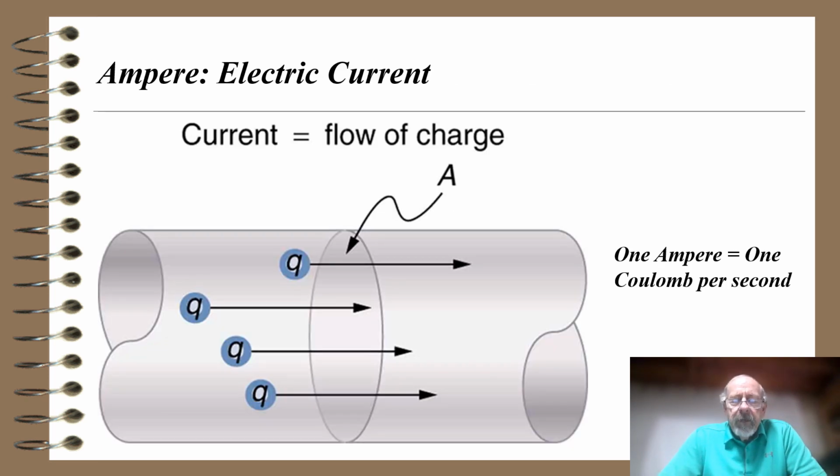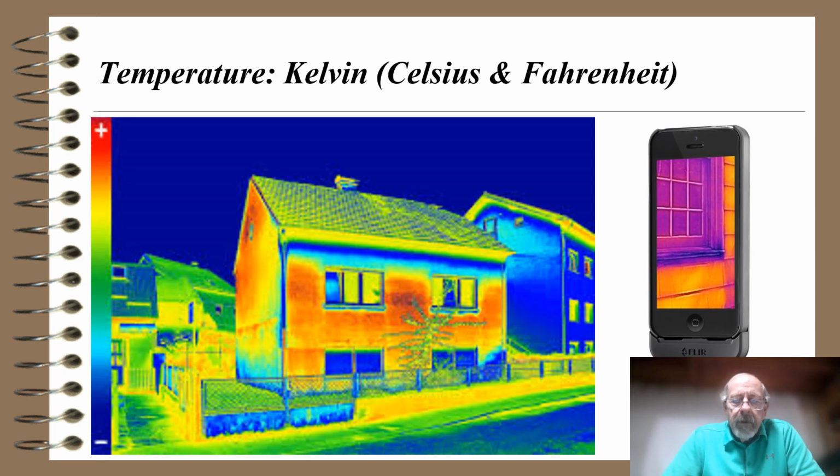Now, changing gears a little bit, here's a wire. We define current as a flow of charge. 1 ampere is 1 coulomb per second. And if we want to talk about heat, here we have an infrared camera that shows us the heat emanating from this particular resonance in the background. On the right-hand side, you can actually see a smartphone with an infrared camera. They're about $200 to $300 for the adapter to make your smartphone into an infrared camera.